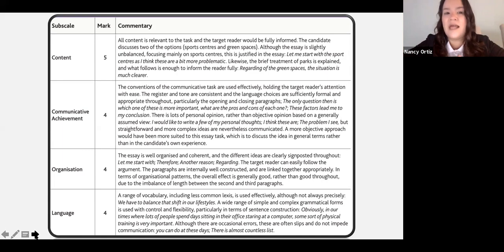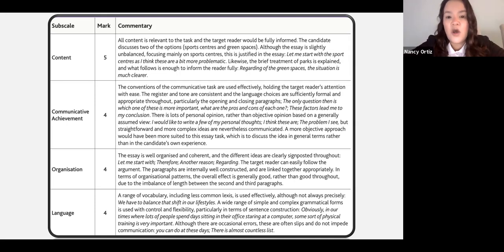Let me start with the sports centers, as I think these are a bit more problematic. Likewise, the brief treatment of parks is explained, and what follows is enough to inform the reader fully. Regarding the green spaces, the situation is much clearer. So the person got a 5 because everything was relevant. Okay, communicative achievement. The conventions of the communicative task are used effectively. See, the use of the word effectively immediately makes you think of a higher mark. Holding the target reader's attention with ease. So it was easy for the person who read.